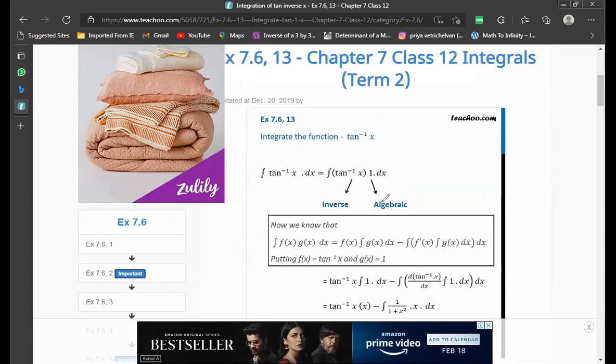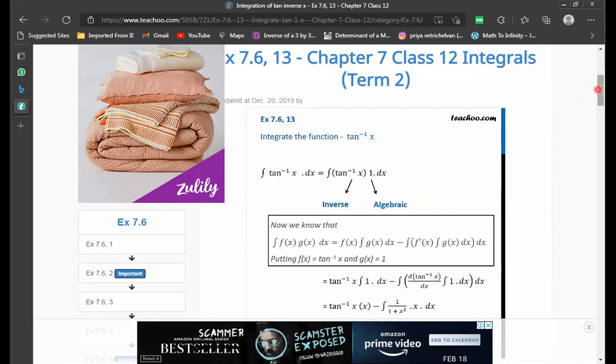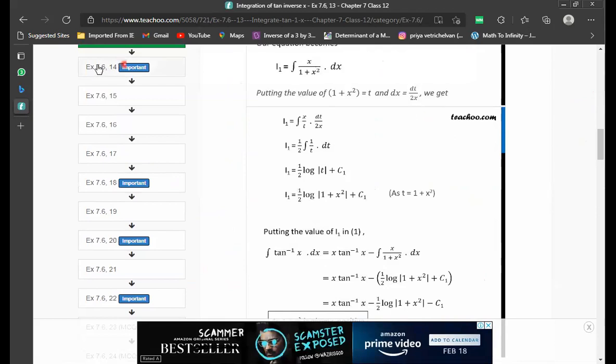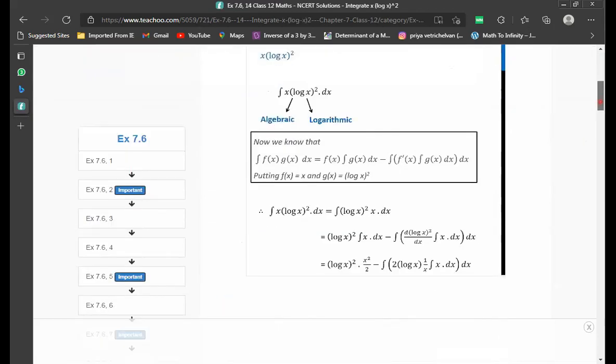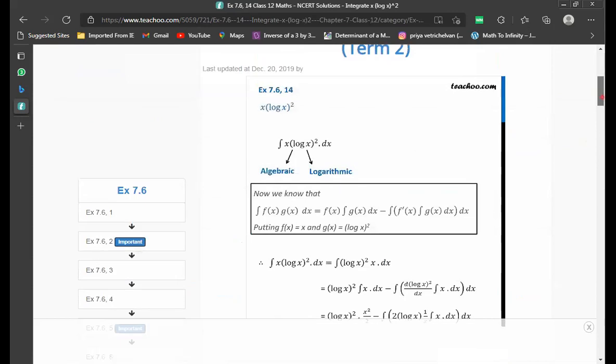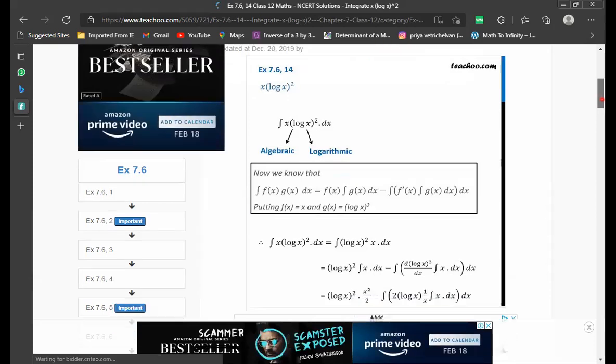Clear? According to the ILATE rule, you'll give priority to this. So this is f of x and this is g of x. Substitute in this form. That's it. And x into log x the whole square. Same: algebraic is going to be your f of x, and logarithmic is going to be your g of x. That's it.